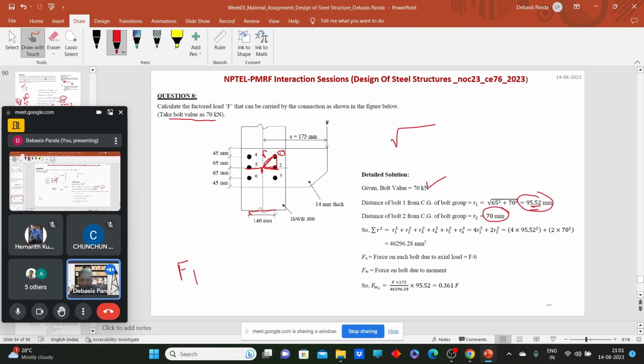F1, say name it F1. So what will be the value of F1? That will be equal to F upon the number of bolts. How many bolts are there? 6. So here F by 6.